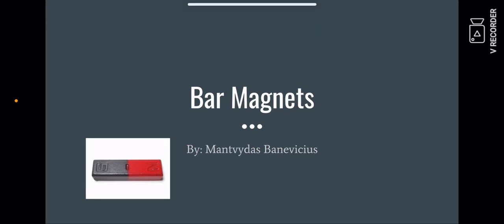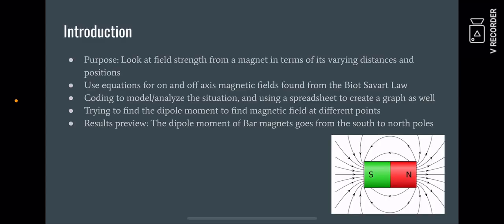So for lab 4, we did the bar magnet lab, and this is by myself, Montelos Benavides. Here what we looked at was the field strength from a magnet at varying distances and positions. So pretty much it's just a magnet placed at different points, and we're looking at the magnetic field strength for each of those different points.